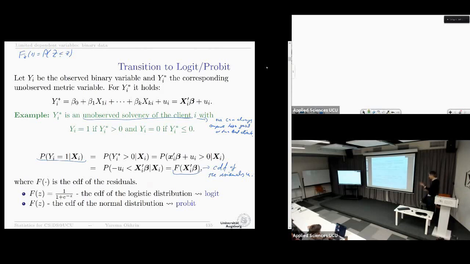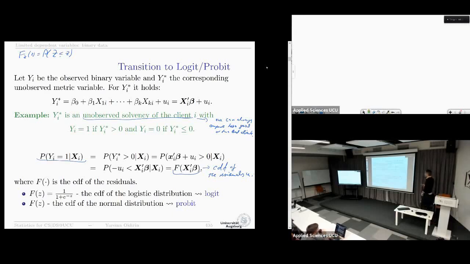Then we have to build a link between our latent variable and our binary variable yi, and we said, let this be our decision rule. So it is equal to 1, so the client is insolvent, if this unobservable variable is positive, and the client is solvent if the unobservable variable is negative.